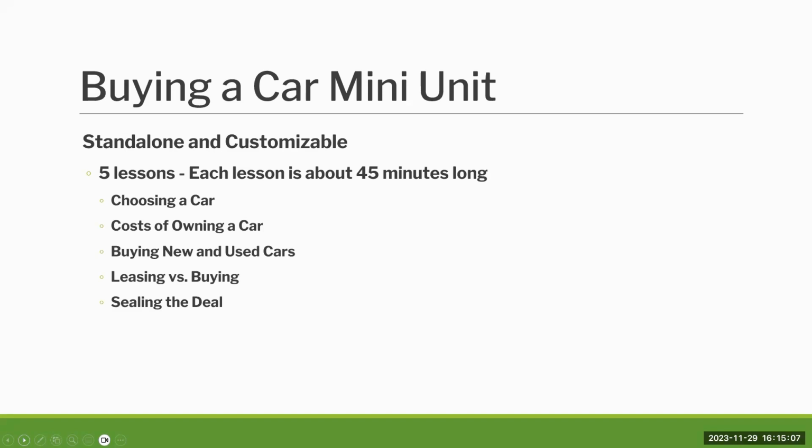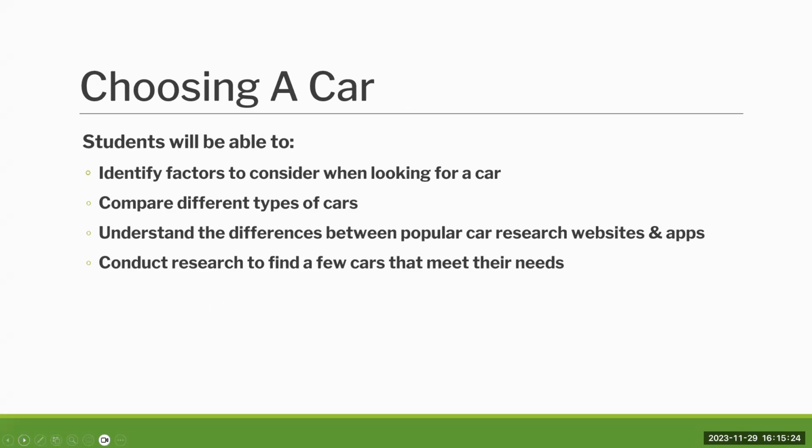The first one is on choosing a car. The next one's the costs of owning a car, then buying new or used cars, leasing versus buying, and then sealing the deal. Because now that you've chosen it, let's close that deal. Okay. So let's look at the very first one, choosing a car.